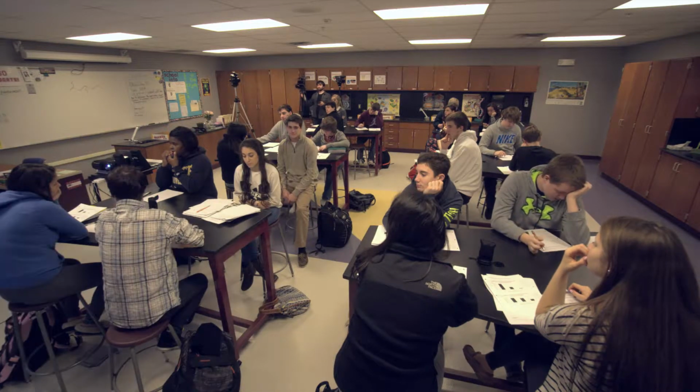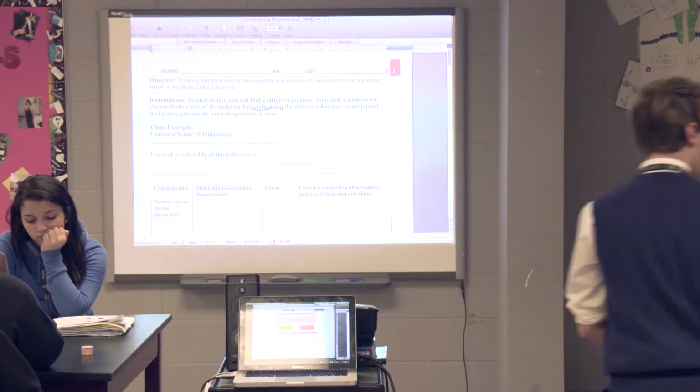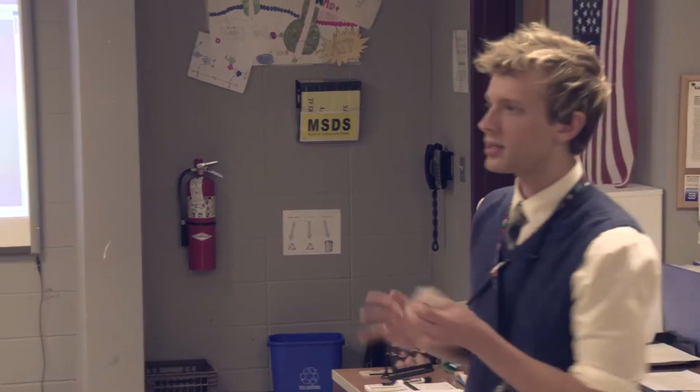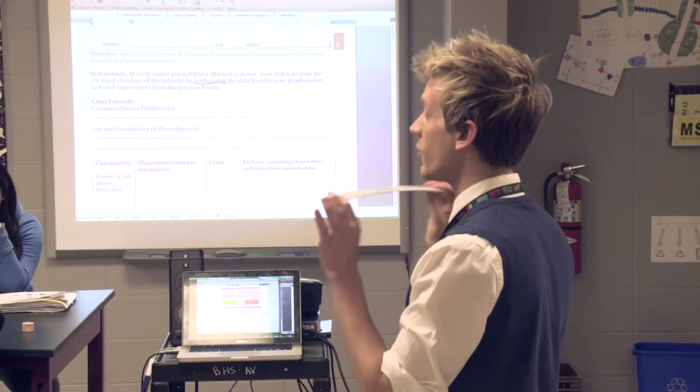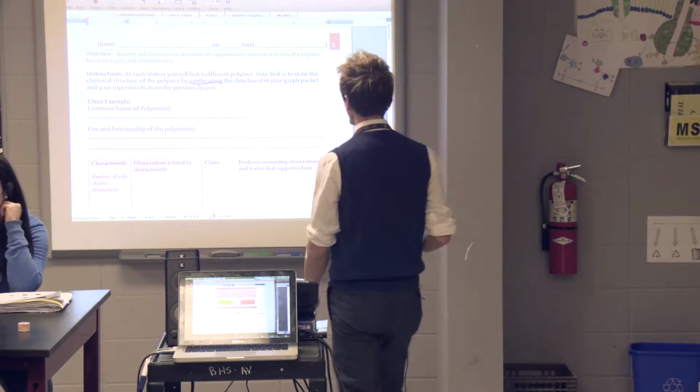Okay? All right, so we're going to do a class example first. It says common name of the polymer. So here's the example we're going to use today. What is a common name of this plastic or polymer? Ruler. A ruler, right? Yep, so let's go ahead and write that down.